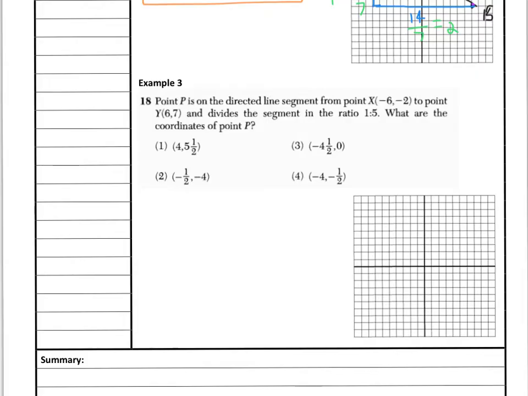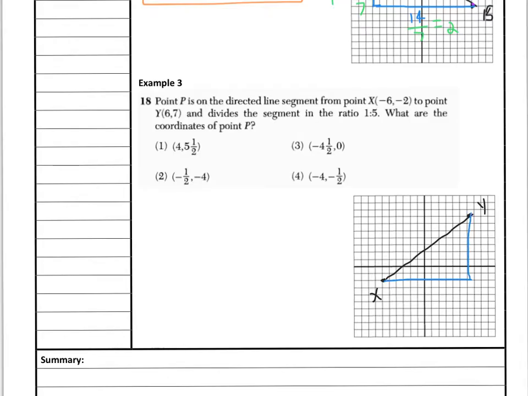So I'm going to go ahead and start by plotting those points. So -6, -2. Right about there. Make sure I did that right. Yep. So that was point X. Y is at +6, +7. Way up here. I'm going to try and connect them a little bit better. And just like we did before, I'm going to go ahead and make a right triangle out of them. So I'm going to go over. I'm going to go up.